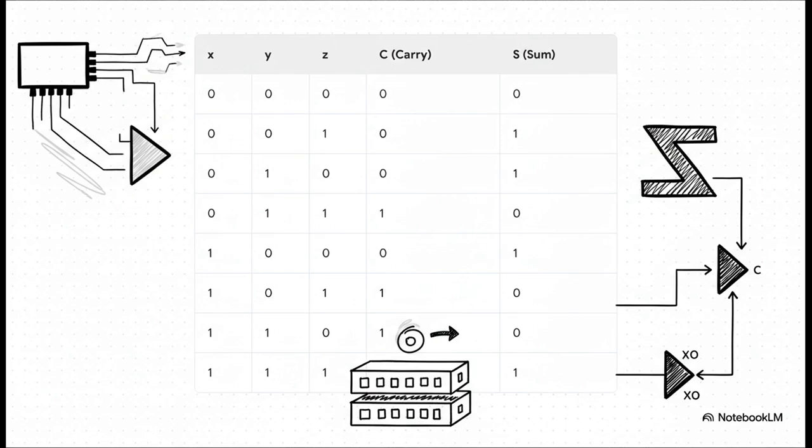For example, if we add 0 plus 1 plus a carry-in of 0, the sum is 1 and there's no carry. Makes sense. But what if we add 1 plus another 1 from a carry? Well, that's 3, which in binary is 1, 1. So the sum bit is 1 and we have to carry a 1. This table is the complete blueprint for the logic we have to build.